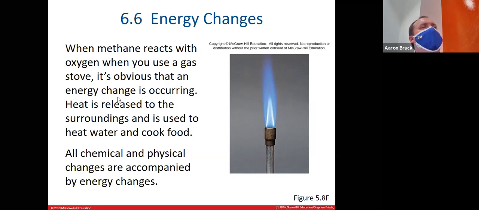So we know that these energy changes exist. We know that in any kind of process, whether it's physical or chemical, there are going to be exchanges of energy that go on. The question is, what are those, and are there good ways that we can describe them other than this feels hot, this feels cold, and that kind of thing?